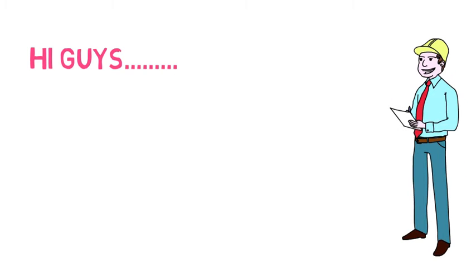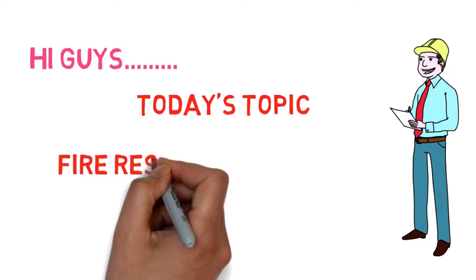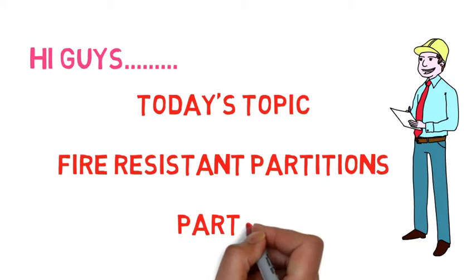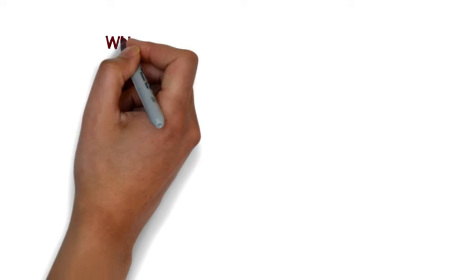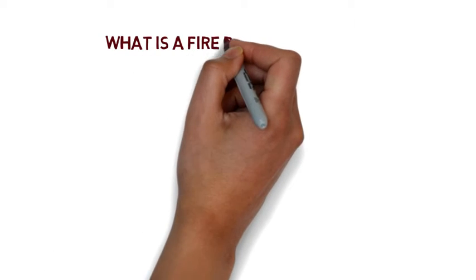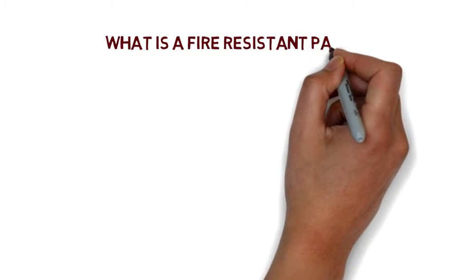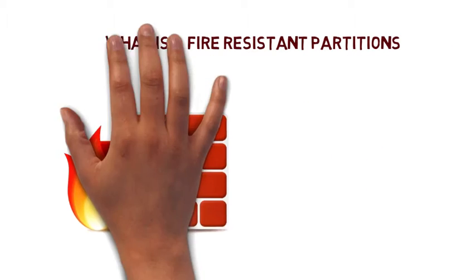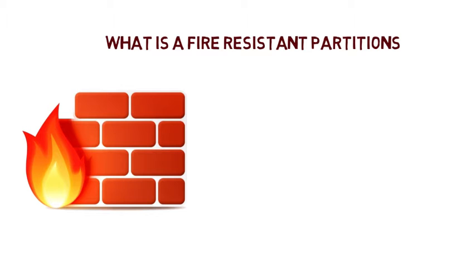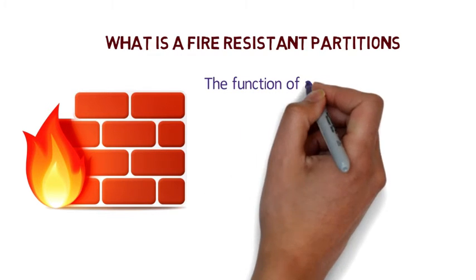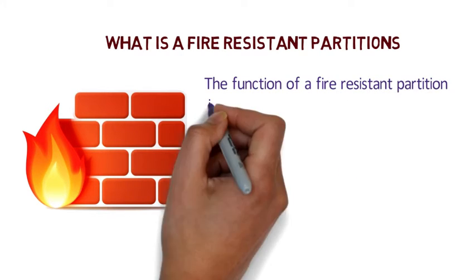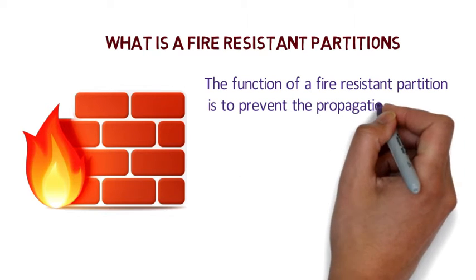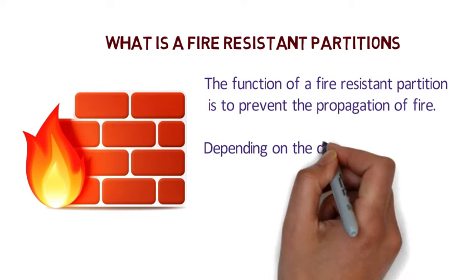Part 1. Depending upon its location and functionality within a building, partition walls may be expected to fulfill different requirements in the event of fire, and these should be taken into account at the planning stage. So what is a fire resistant partition? The function of a fire resistant partition is to prevent the propagation of fire.